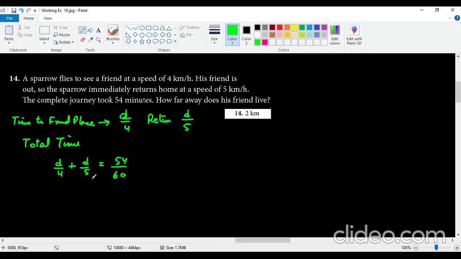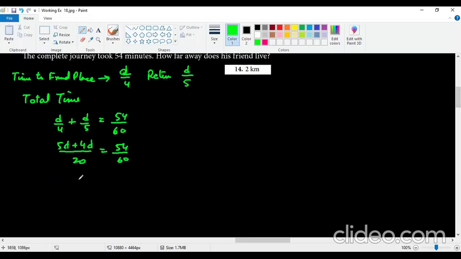So as you can see here, it's going to be simplified as 5d plus 4d over 20 equals 54 over 60. So if I solve this, it's going to give us 9d over 20 equals 54 over 60. Now here we can cross multiply, and I can write this as keeping the 9 here itself, 54 and 60. I'll bring this 9 down here, and 20 I'll bring up here.